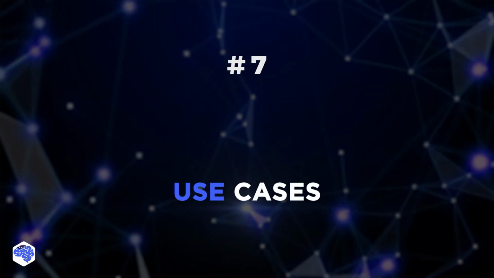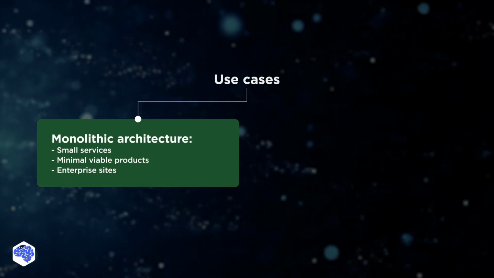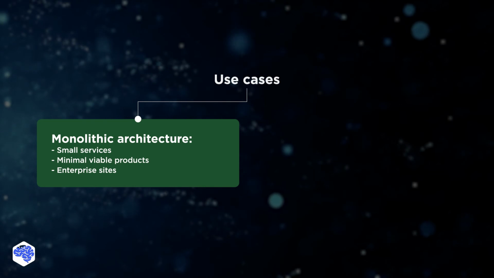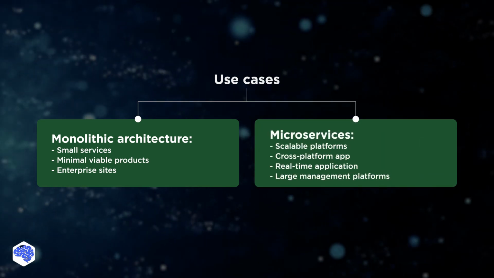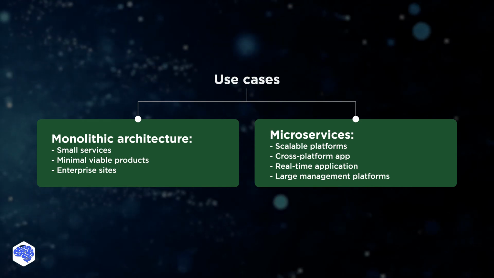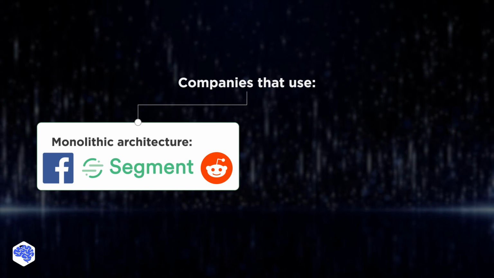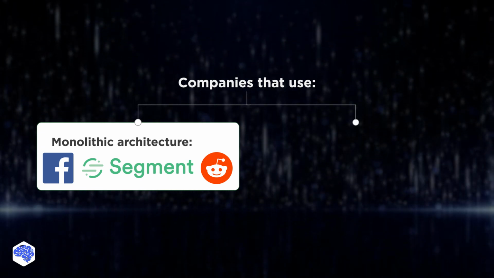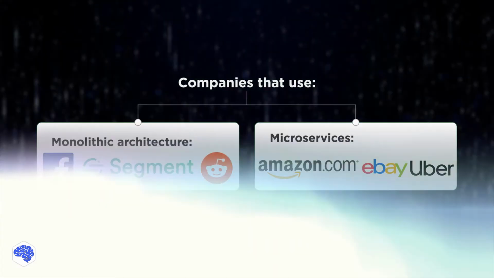7. Use cases. Monolithic applications are a go-to solution for small teams who work under time constraints and a limited budget, while microservices need more costs and time at the first development stages. Such companies like Facebook, Reddit, Segment are using monolith architecture, while Amazon, Uber, and eBay choose microservices. And that's it.